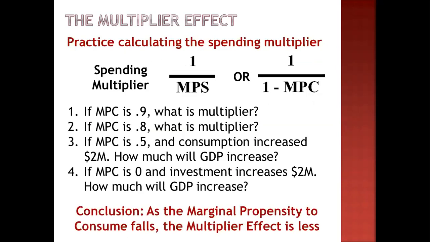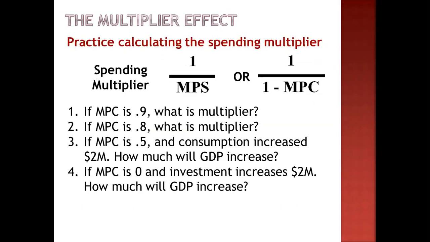All right, so let's look at some practice ones here. If the MPC is 0.9, what is the multiplier? Well, 1 minus 0.9 is 0.1. So the MPS is 0.1. So 1 over 0.1 is 10. So for number 1, the multiplier is 10. If the MPC is 0.8, what is the multiplier? 1 minus 0.8 is 0.2. 1 over 0.2 is 5.